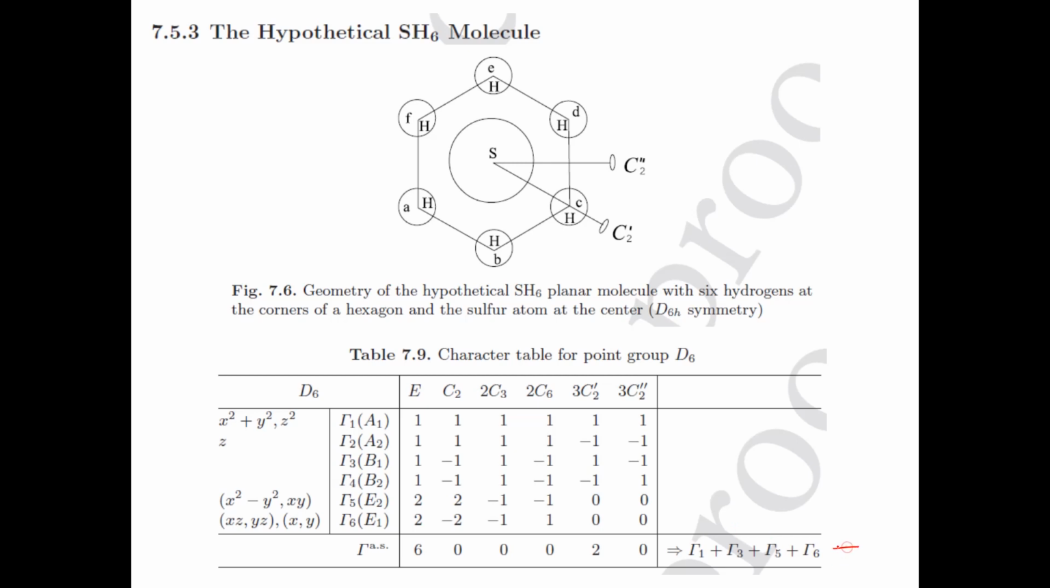So these are the atom site characters, and this is the result of the decomposition of this reducible representation into irreducible representations: gamma 1 plus gamma 3 plus gamma 5 plus gamma 6. So I have 2 one-dimensional representations and 2 two-dimensional representations. Okay, that's the result of this decomposition.